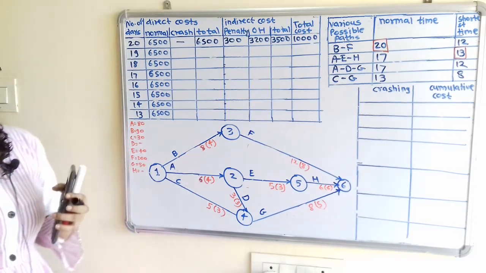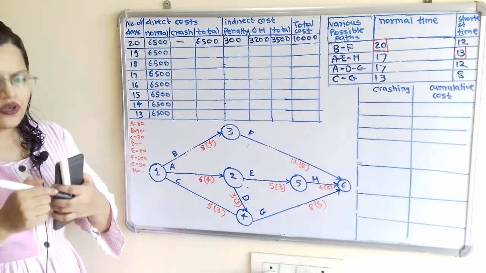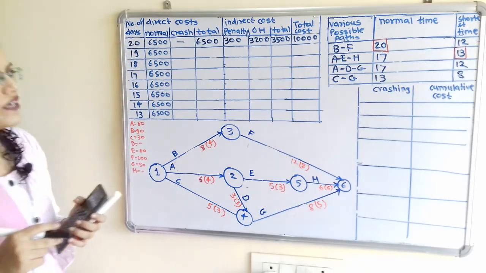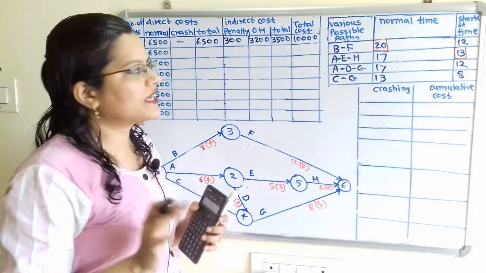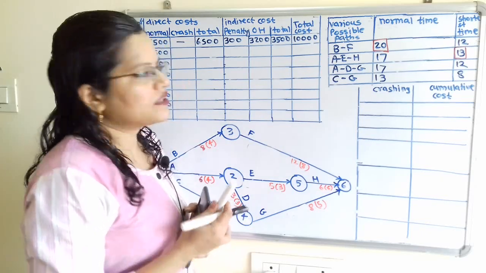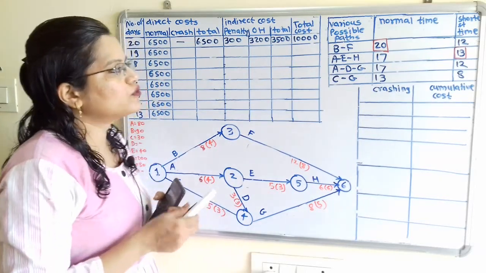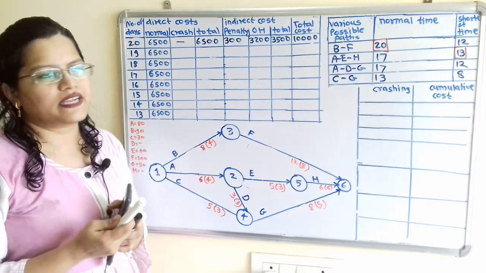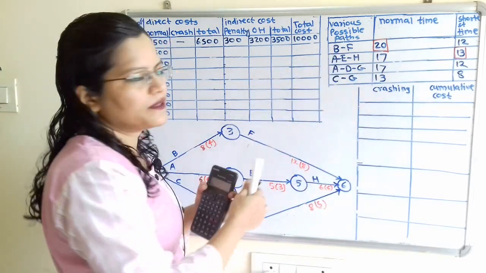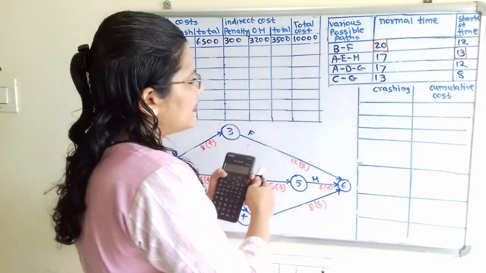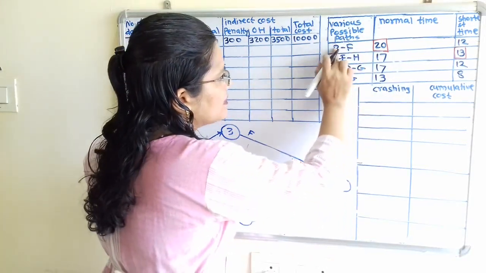Now we have to reduce the number of days from 20 to 19. So how to reduce? By the method of crashing. So we have to select the path for the crashing. Now which path do we have to select? There is one rule, we have to select the path with maximum normal time. So this maximum normal time is 20 for this path BF. So in the third table we will put this path, that is B to F.